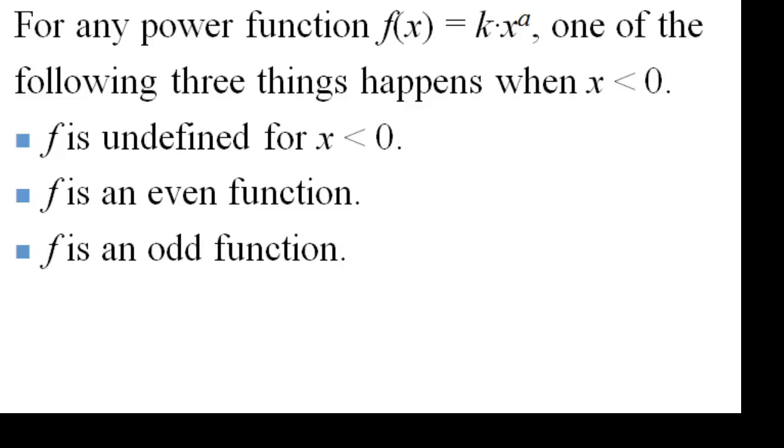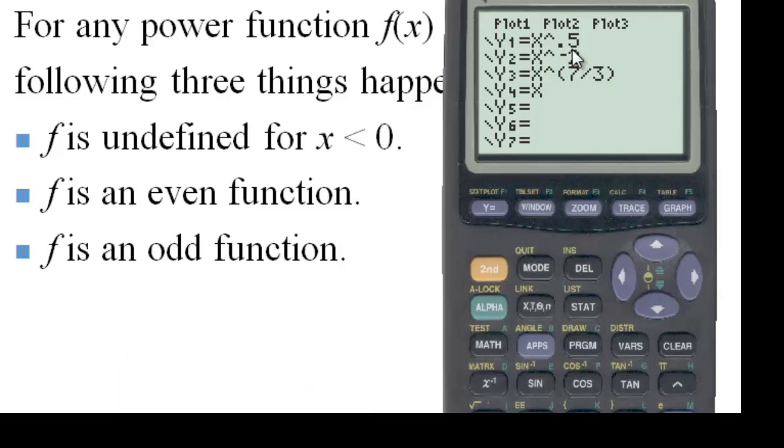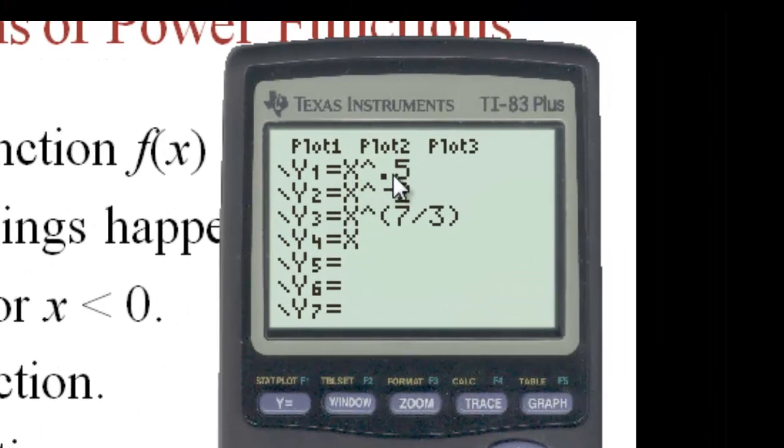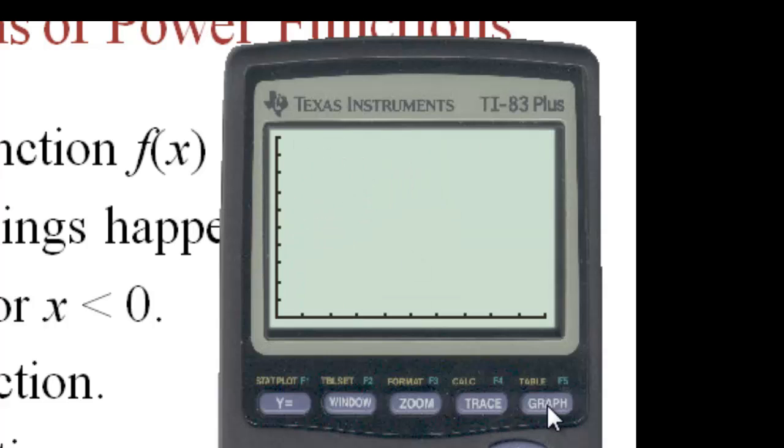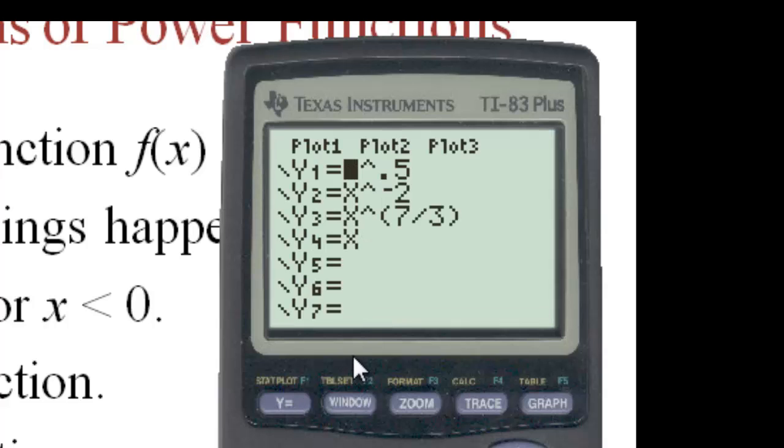We're going to look at some graphs of power functions. For any power function in the form of k times x to the a, one of the following three things can happen when x is less than 0. Either it's undefined, it's an even function, or it's an odd function. I'm going to bring up the calculator, and we're going to look at a couple of different functions. The first one I want to look at is x raised to the 0.5, or x raised to the 1/2. Oops, need to turn the function on.